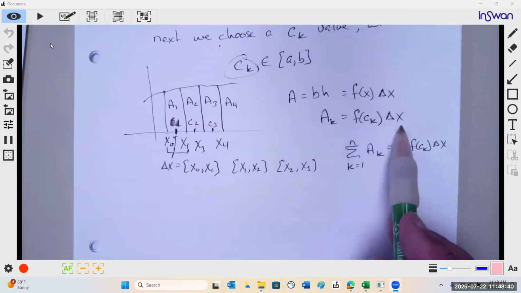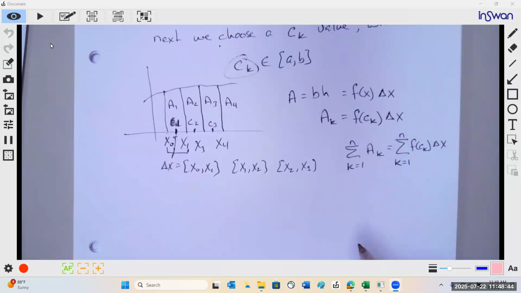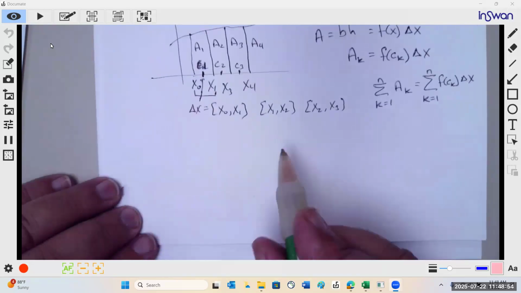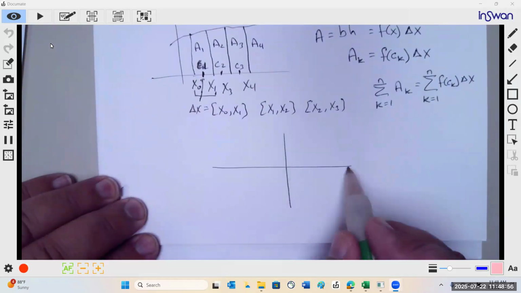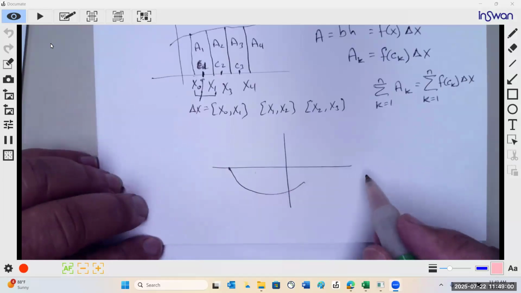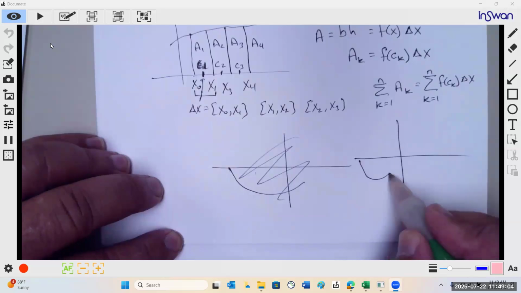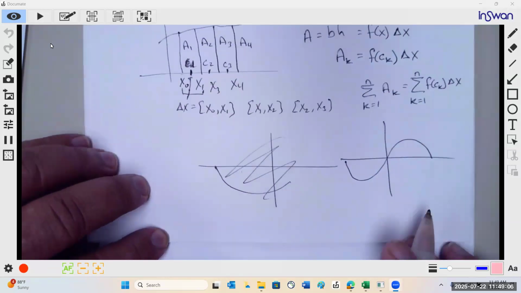Are there any restrictions on what these areas can be? Can they be positive? Can they be negative? Can they be zero?